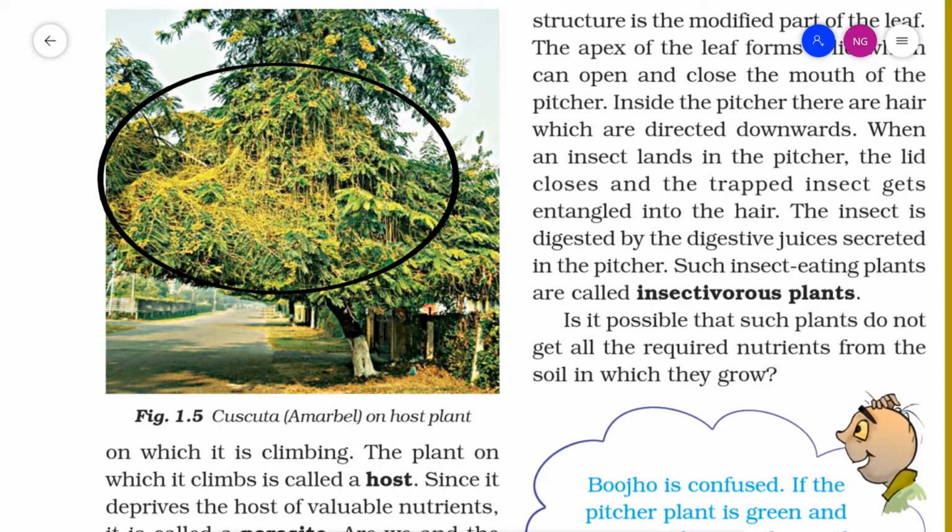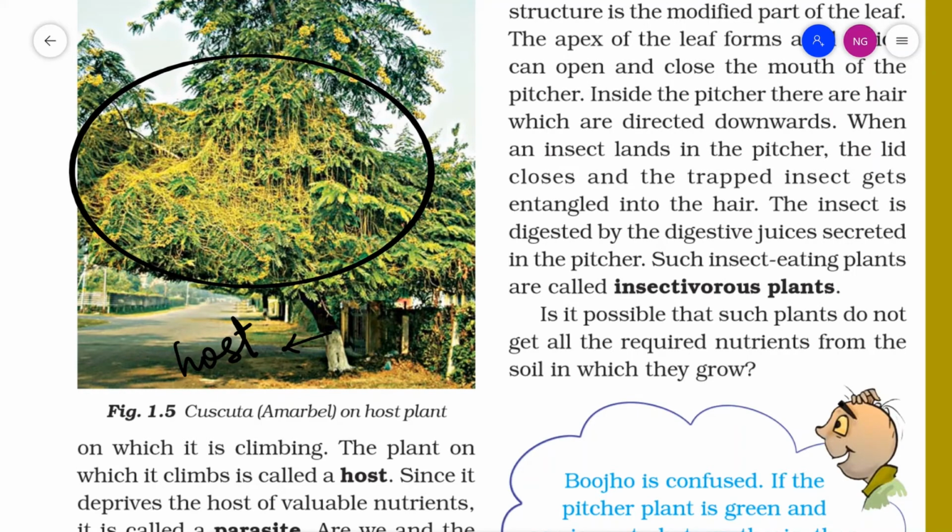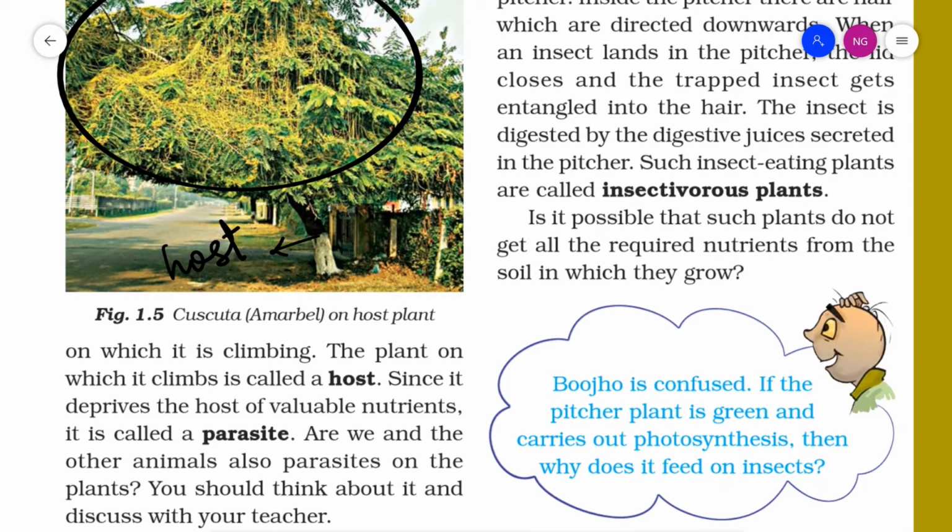It takes up the ready-made food which is already prepared by the plant on which it is climbing. So the plant on which it is climbing is called the host. This host will prepare the food and the Cuscuta plant will take all the nutrition which is prepared by the host. So such plants are called parasites. Here Cuscuta becomes a parasite. These parasites will harm the host. They take up all the nutrition which is prepared by the host plant.